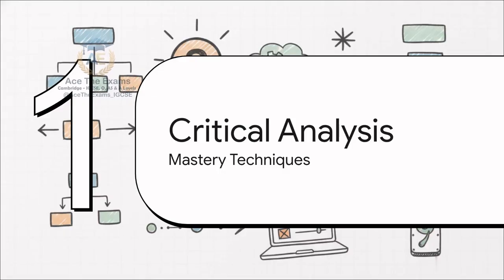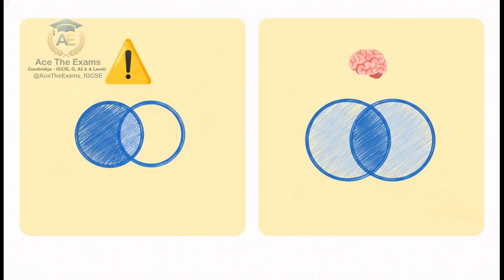Let's step up to Section 4, Critical Analysis Mastery. This is the exact skill that separates average passing grades from the absolute top marks in the world. Let's move to Challenge 2, Find the Flaw.